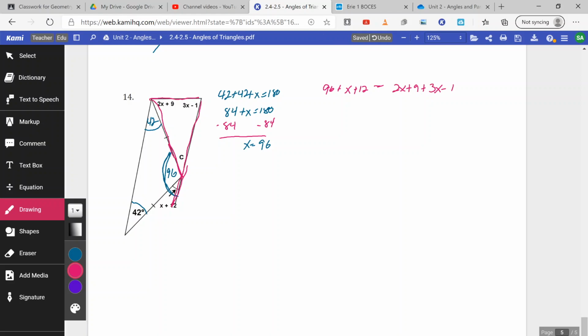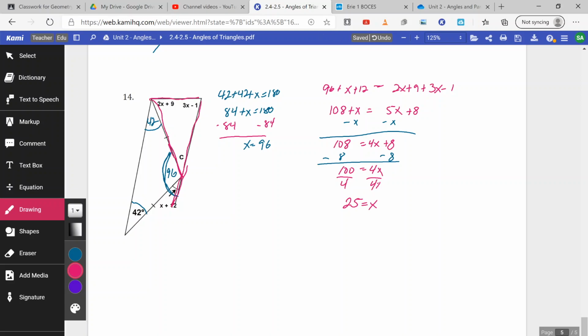Now I'm going to combine the like terms on both sides. So 96 plus 12 means we have 108 plus x is equal to, and then on this side we got 5x plus 8. I'll subtract the x since that's a smaller one, so we have 108 equals 4x plus 8. If we subtract 8, we get 100 equals 4x, and we have to divide by 4 to get 25 equals x.